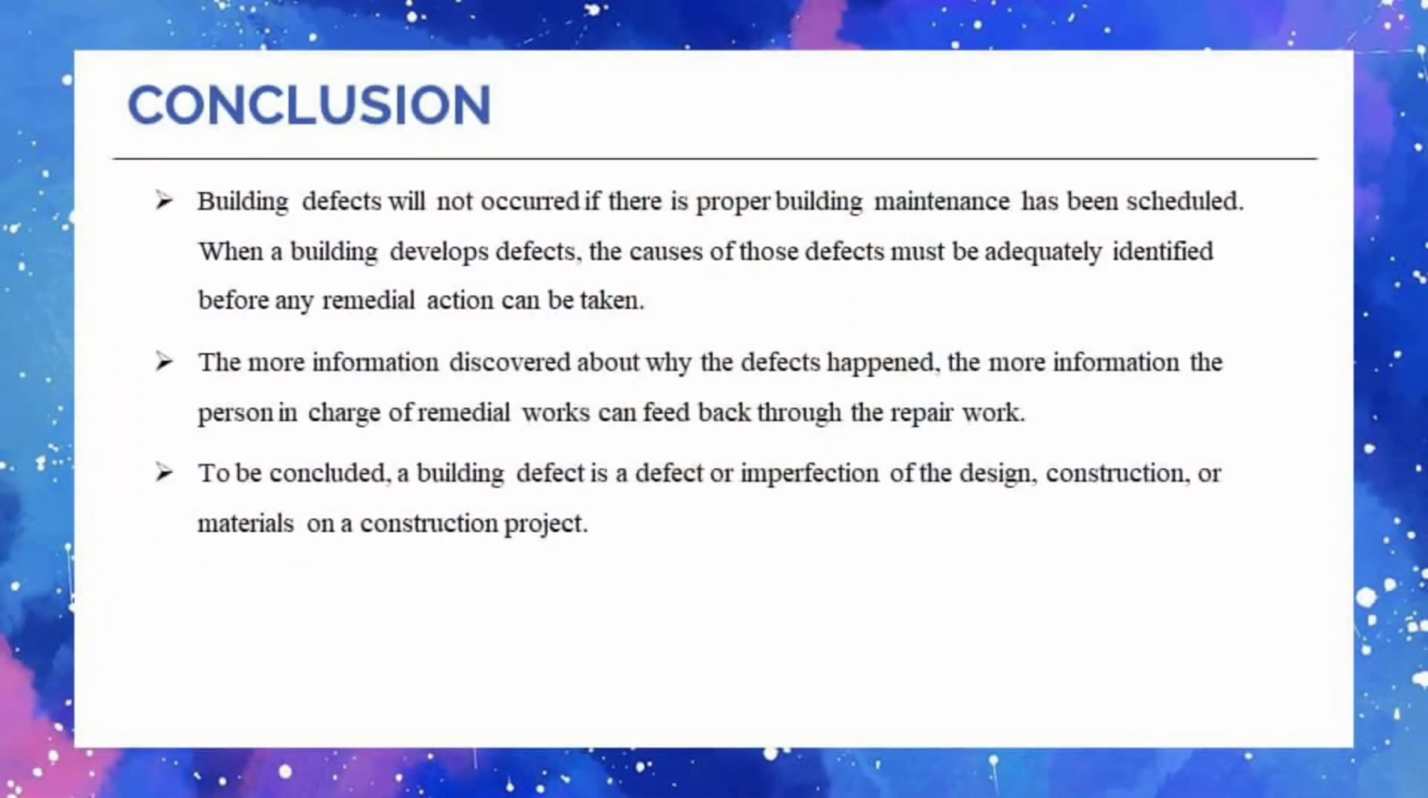Building defects will not occur if proper building maintenance has been scheduled. When a building develops a defect, the causes of those defects must be adequately identified before taking any remedial work. Apart from that, we had some lessons learned from doing this building defect inspection. We get to know the remedial work to do if any defect occurs, for example, a solution of baking soda for a wall affected by fungus. Another lesson is we get to discover the real condition of building defects that we rarely find even in our own home.